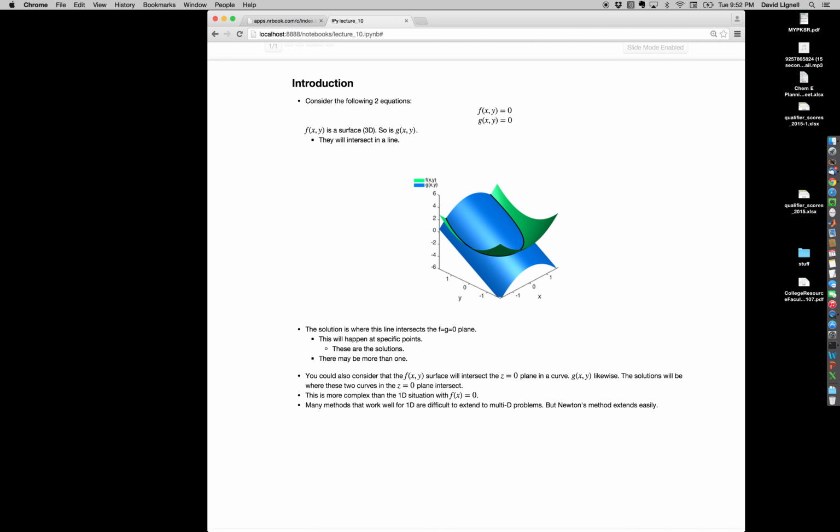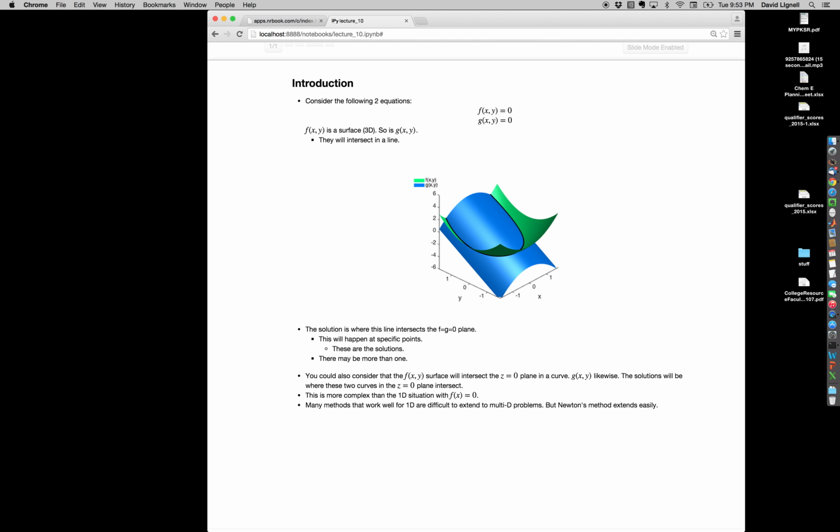Now, instead of considering the picture as shown, you could also imagine that each individual function, f and g separately, intersects with the z equals 0 plane. That is, we want to know where the surface f intersects with the plane 0, and that'll do so in a curve. And then the g surface will also intersect with the z equals 0 plane in a curve. And then where those two curves intersect will be equal to the solution points.